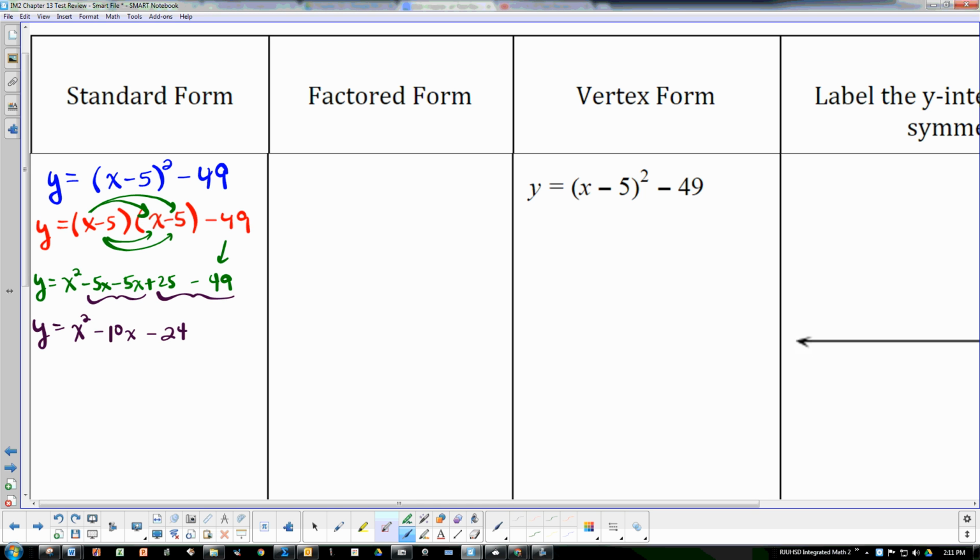Let's go ahead and try to factor this. So I'm going to start in standard form, though. We've got y is equal to x squared minus 10x minus 24. Here's our x and our x. And that negative 24. So how about we try 12 and 2. We need more negatives, so negative 12, positive 2, and that should do it for us.